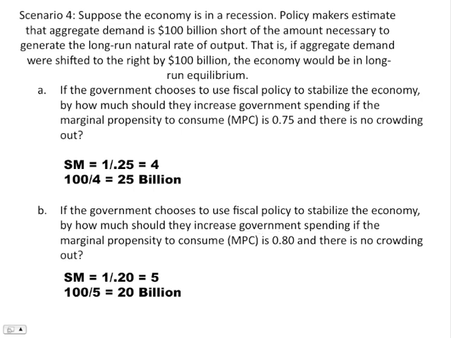Okay guys, I hope you enjoyed this video and the different scenarios that you can potentially see on the AP exam and how we can close these inflationary and recessionary gaps using the multiplier formula and the multiplier concept.